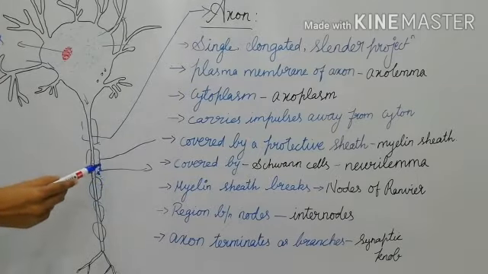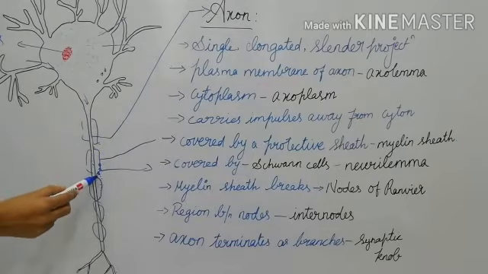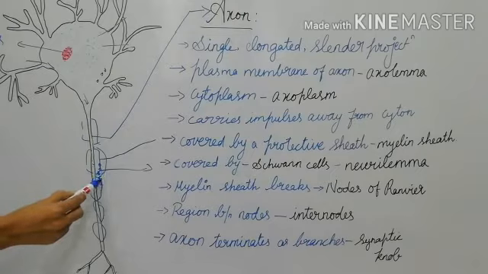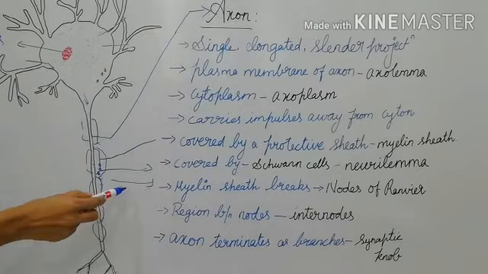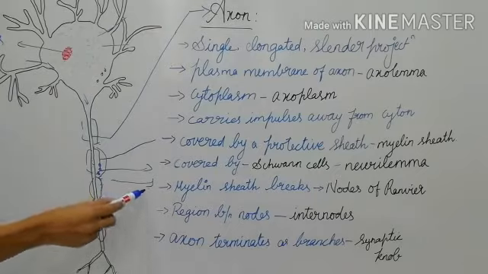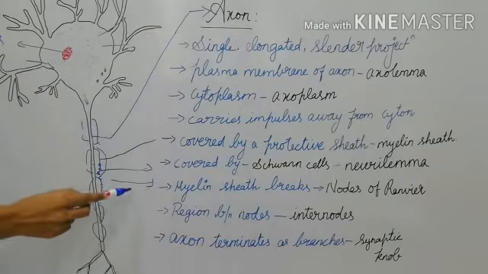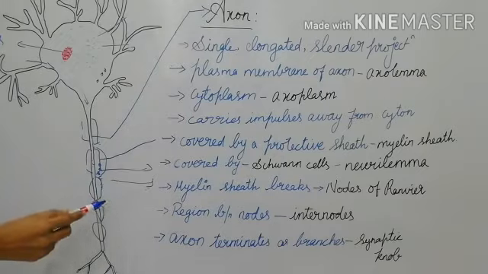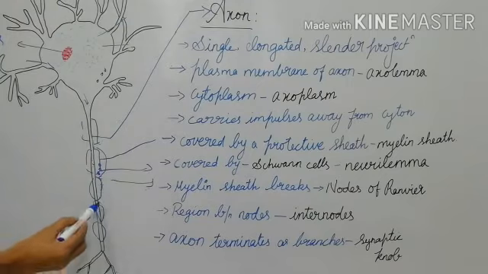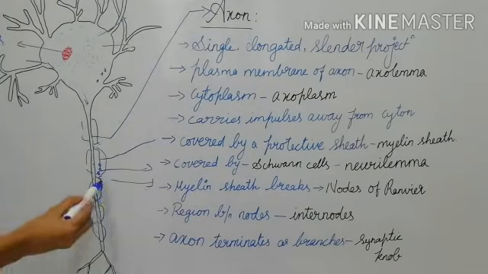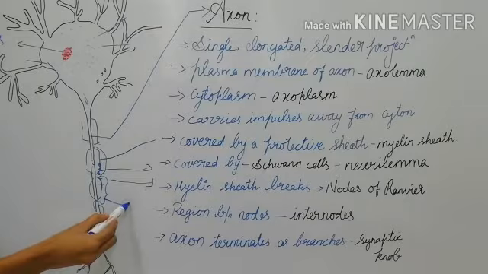Then this myelin sheath breaks at intervals, and that we call the nodes of Ranvier. It is named nodes of Ranvier because it was named after the scientist Ranvier. And this myelin sheath acts as an insulator, so it will conduct the impulses fast. The regions between the nodes are called the internodes.